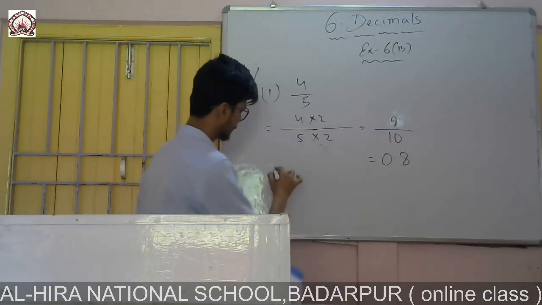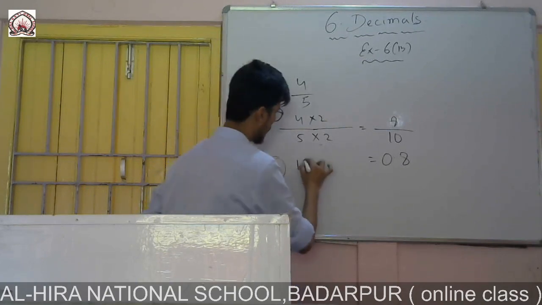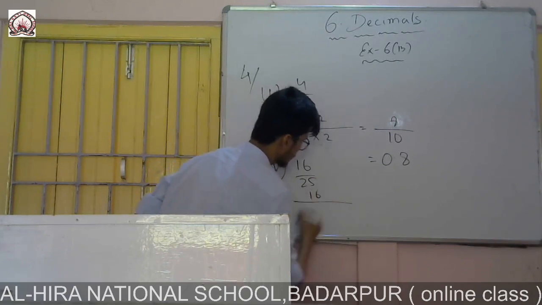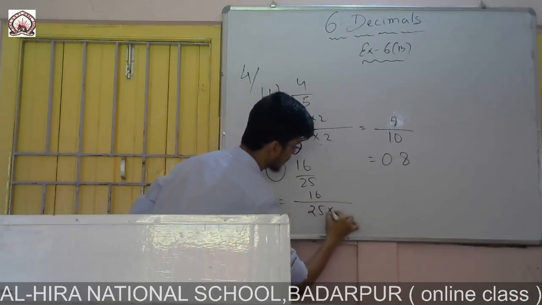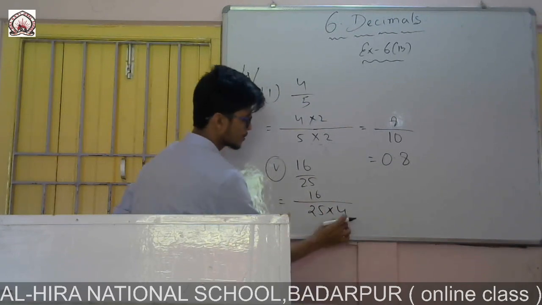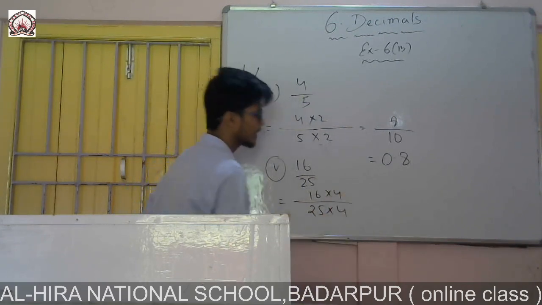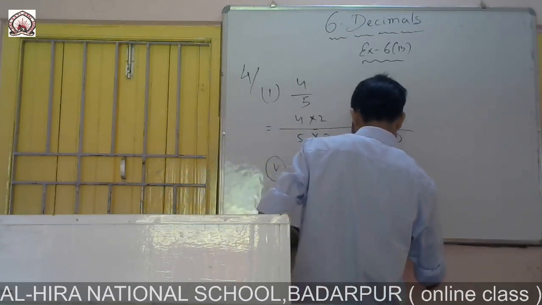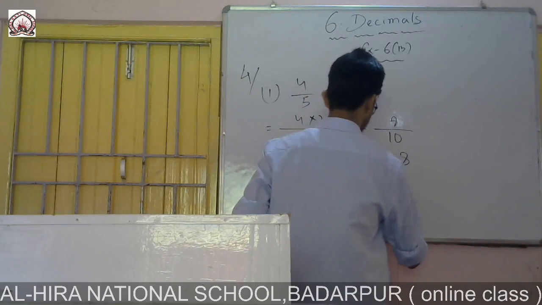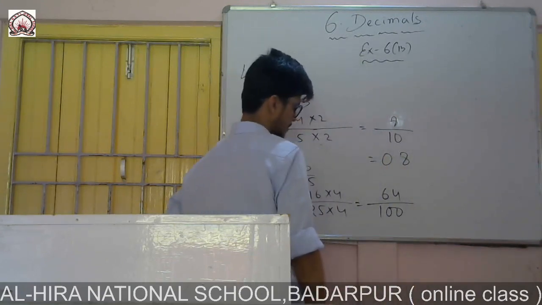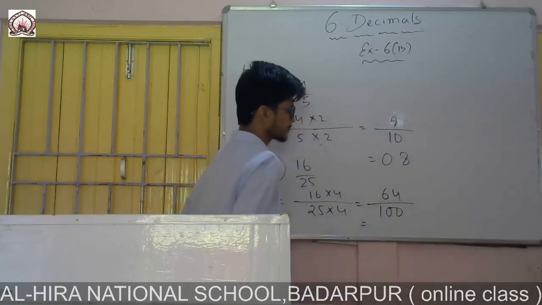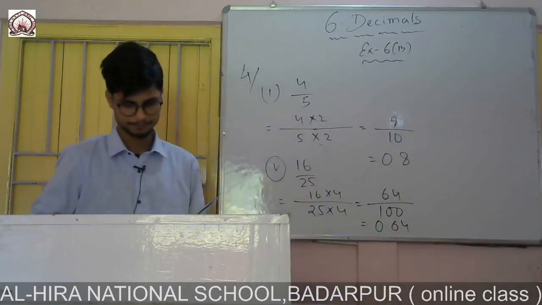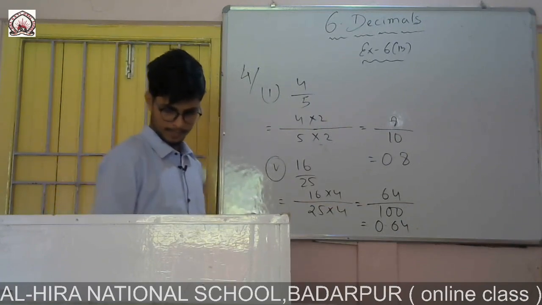Next one, you see part 5. It is given 16 by 25. So 25 I can convert into 100. We know 25 4s are 100. So here I am giving 4, so there also I will multiply it with 4. So 25 4s are 100, and 16 4s are 64. So now I can write it as 0.64.